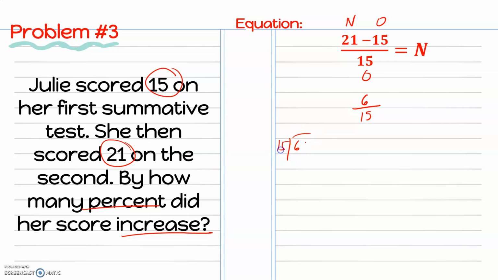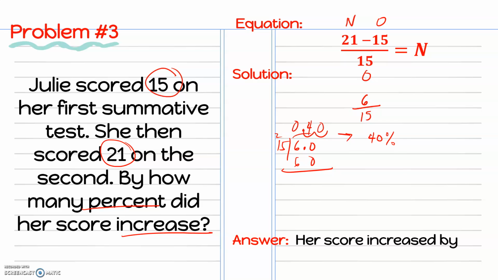6 divided by 15. We add a decimal point and 0. 60 divided by 15 will give us 4. So we have 4 times 5, that's 20. 4 times 1 is 4 plus 1, that's 6. Then we copy the decimal point above in our quotient. And we move it 2 times to the right to change this decimal into percent. Since there's a space here, we'll add a placeholder 0. So for our answer, that will be 40%. So Julie's score increased by 40%.